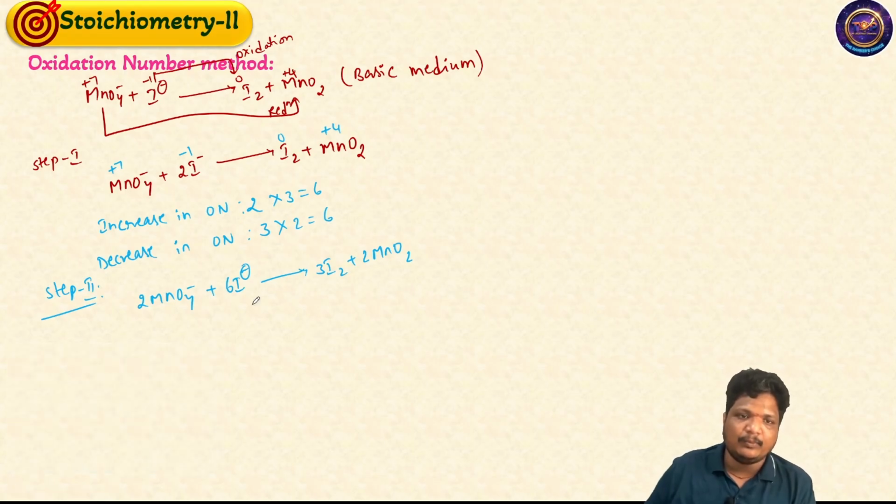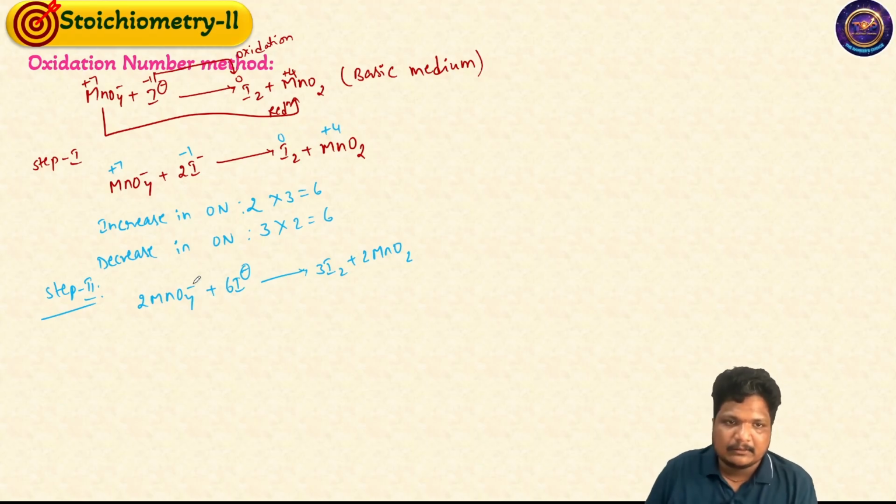Now you have to balance the total charge on the left side and right side. If you observe, 2 minus and 6 minus, in total we have 8 minus on the left. On the right we have 0 and 0, so total 0.